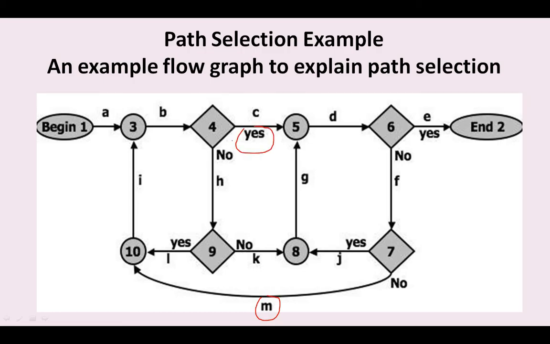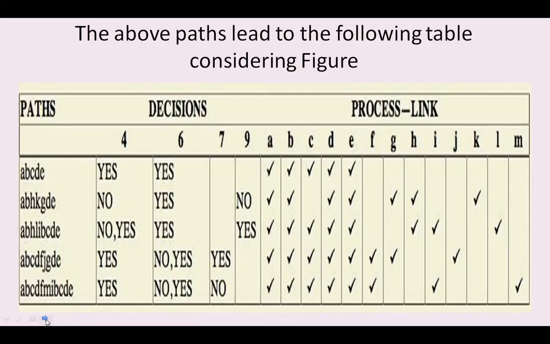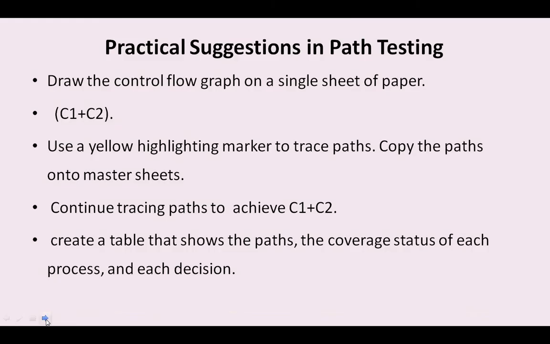Yes for 4 already exists multiple times, and no for 6 also exists multiple times. Like that you can enter the decision node values first, then enter how many paths you have collected. All these things you can enter. This is how you do path selection. It is a very good example for path selection.